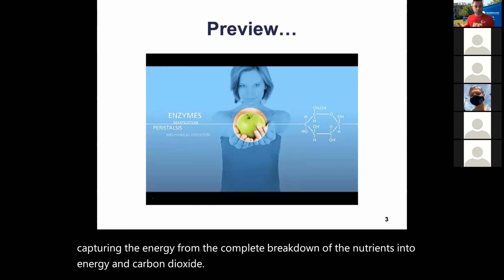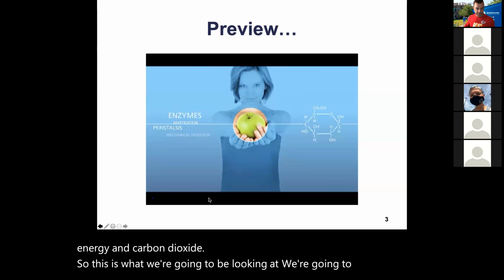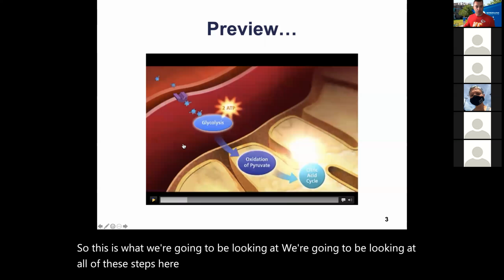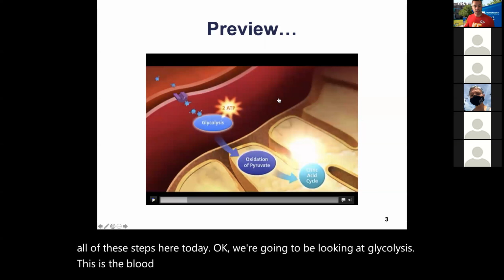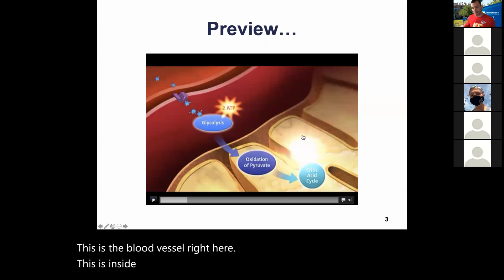So this is what we're going to be looking at. We're going to be looking at all of these steps here today, okay? We're going to be looking at glycolysis. This is the blood vessel right here. This is inside the cell, and this is the mitochondria, right? The powerhouse of the cell.